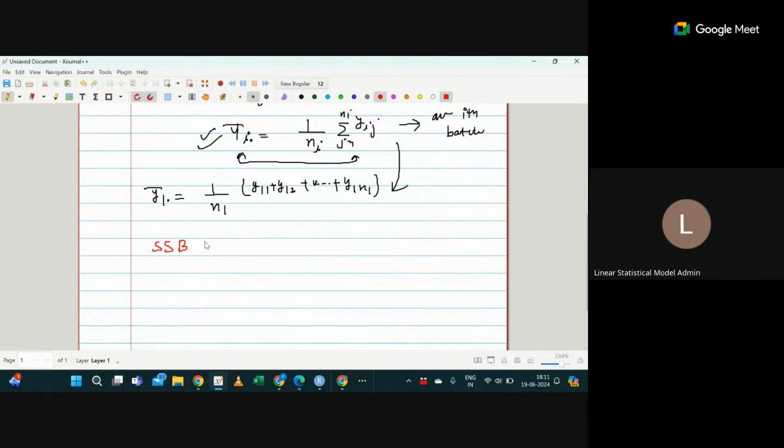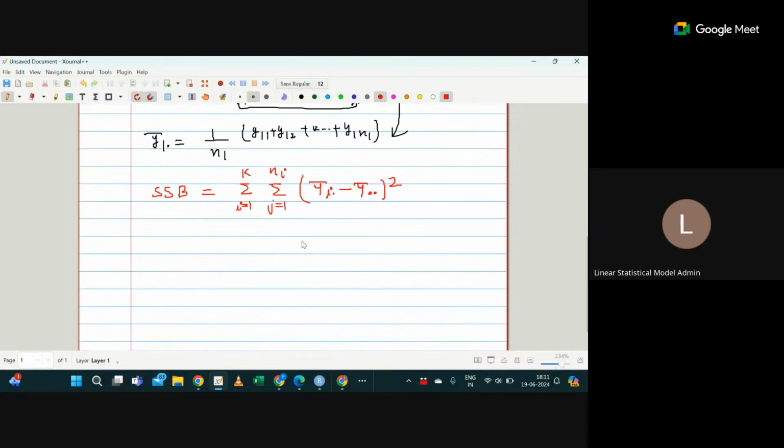SSB means between groups. If you see this formula, summation i equal to 1 to k, where k means the number of batches or treatments, ni, and here we do y bar i dot minus y bar double dot. If you see this formula carefully, y bar double dot means the total mean, summation i, summation j, yij.